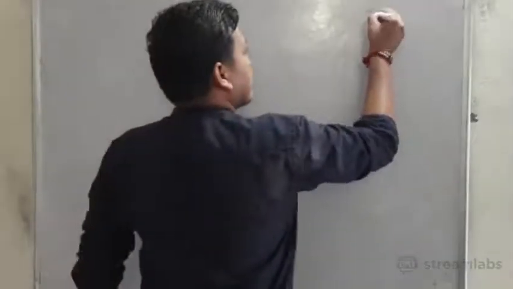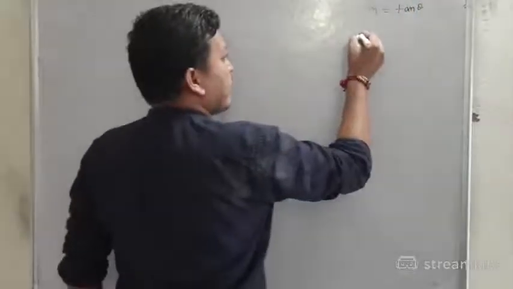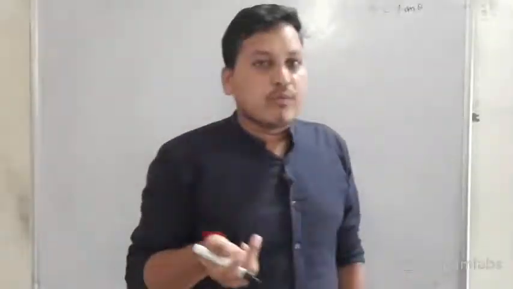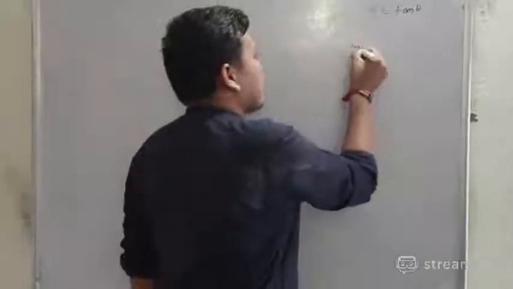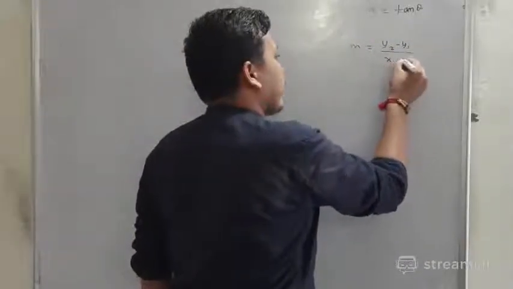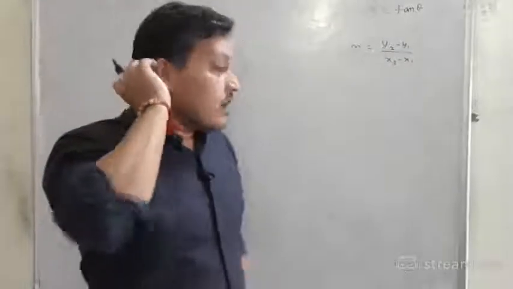Next, I also explained slope. The slope m is equal to tan theta, keep this in mind: m equals tan theta. This is the slope. Yesterday I already explained the point slope form. When two points are given, how can you calculate the slope? The slope m is equal to (y2 minus y1) upon (x2 minus x1). This one I also explained in your previous classes.